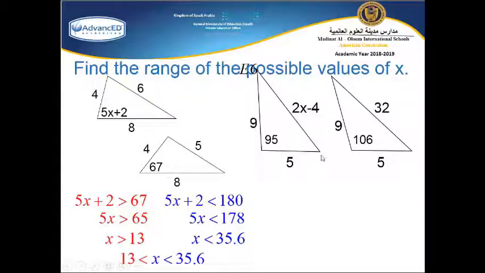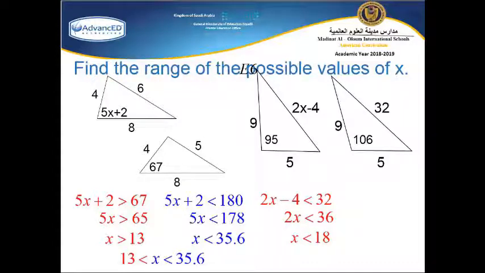In the next question, the other two triangles have the included angle 95 between the two sides 5, 9, and the included angle here 106 between the sides congruent to the first triangle. Since the included angle 95 is less than the included angle 106, then the opposite side 2x minus 4 is less than the opposite side 32. By solving this inequality, we get 2x less than 36, then x less than 18.